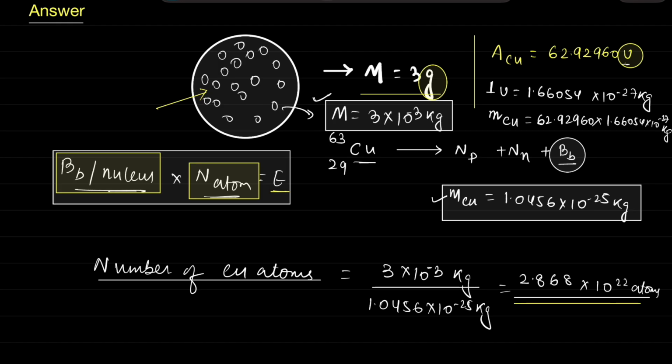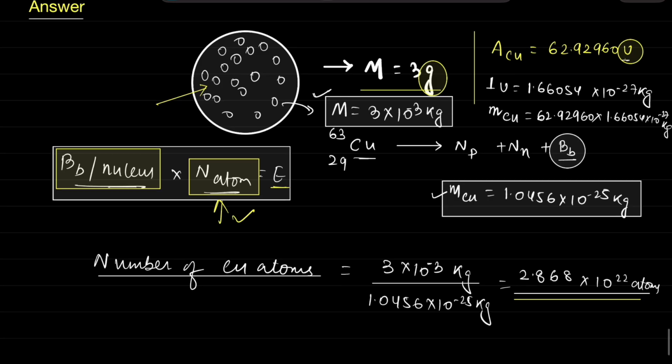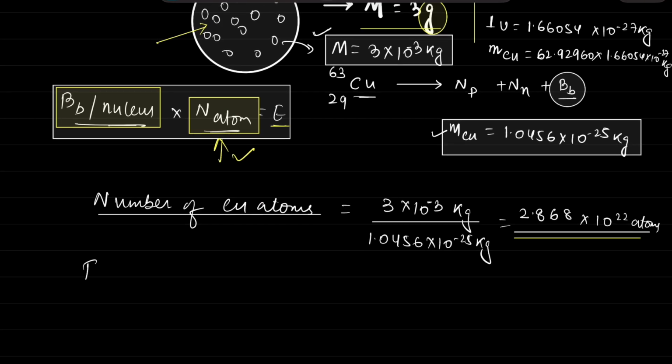Now we got the number of atoms. Now we have to find the binding energy. So for finding the binding energy, we use the symbol EB.